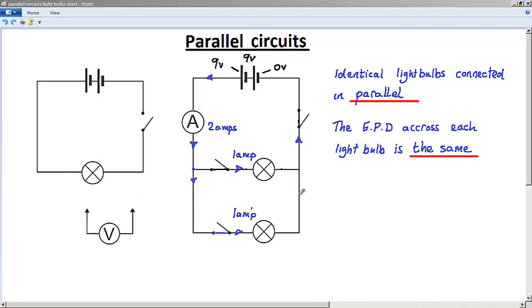And likewise, the 1 amp flowing at this branch and the 1 amp flowing across this branch will meet to form a current of 2 amps again flowing back into the battery. So the 2 amps divide here and then join up again at that point.